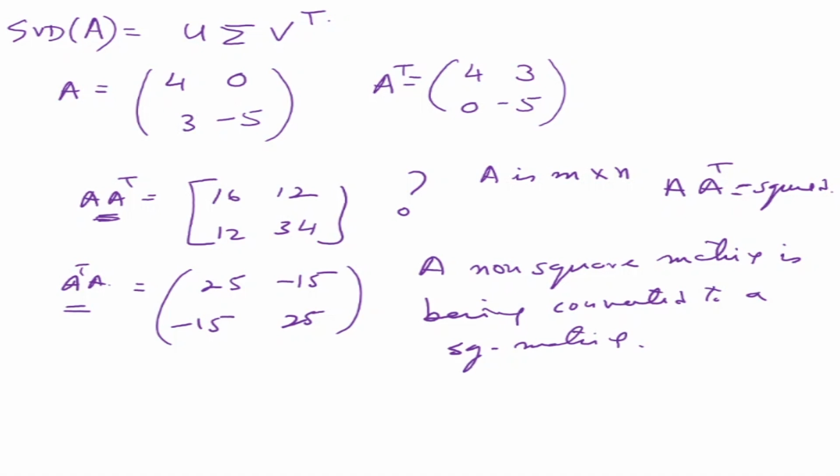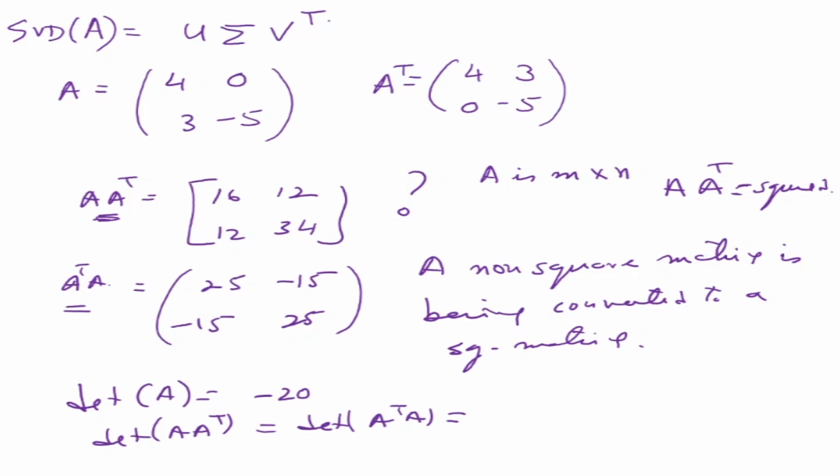Okay, so what we have done is we have found, now what is the determinant of A? Determinant of A is equal to minus 20. What is the determinant of A transpose A? Determinant of A transpose A is equal to 400.